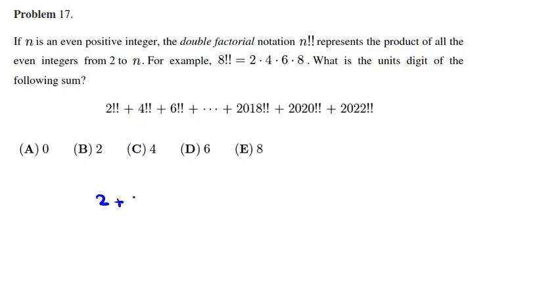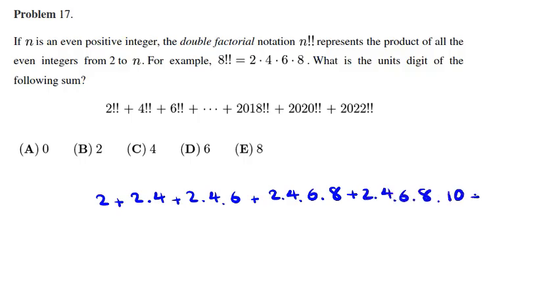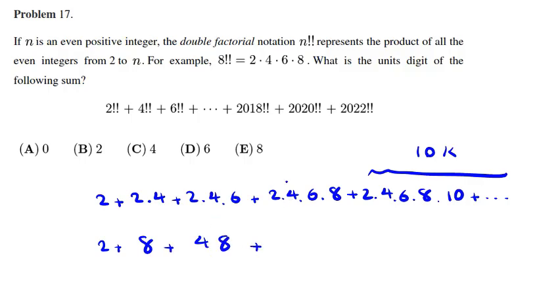The first one is 2, the second one is 2 times 4, the third one is 2, 4, 6, the fourth one 2, 4, 6, 8, the next one 2, 4, 6, 8, 10. From here, all of them have 10, so you can say 10k, so you need to only consider these parts. It is 2, 2 times 4 is 8, 2 times 4 times 6 is 48, and 2 times 4 times 6 times 8 is 48, yes, and you don't need to calculate this, you say 8, only consider the ones digit.